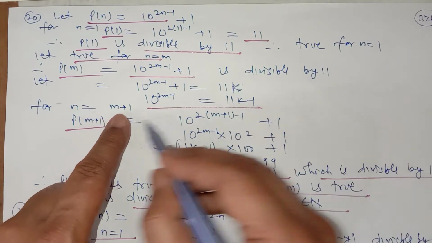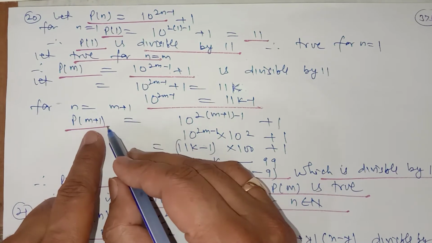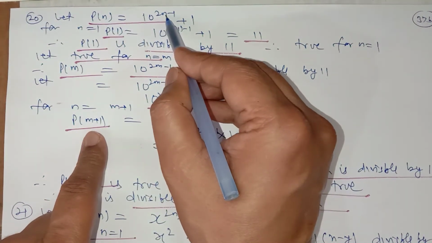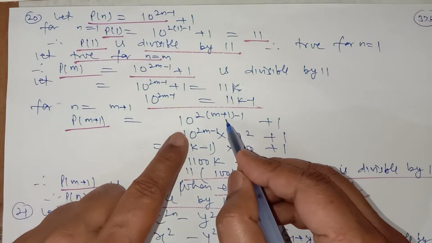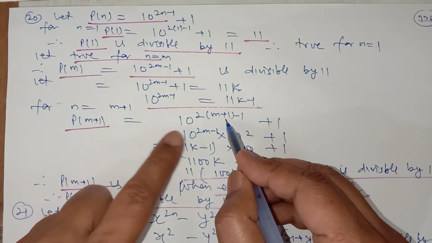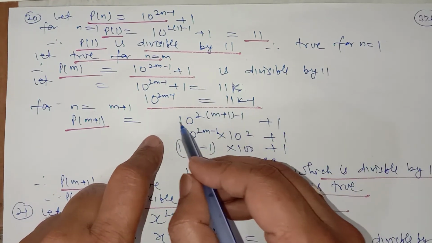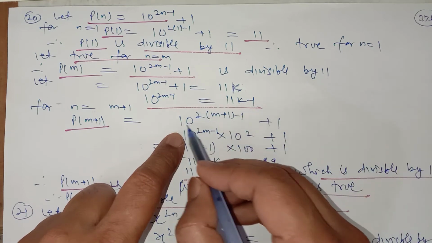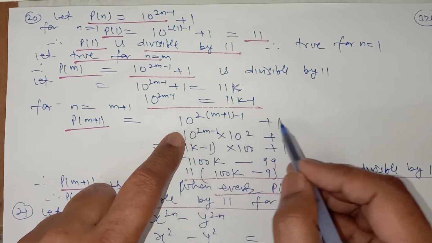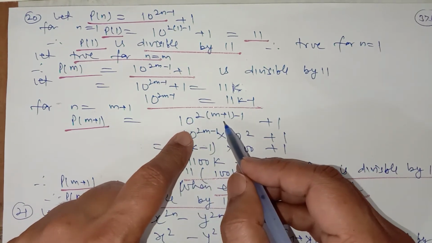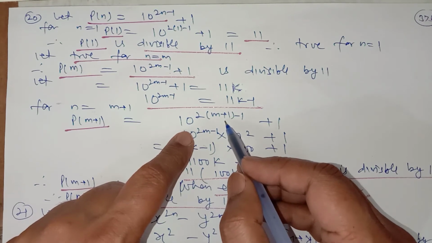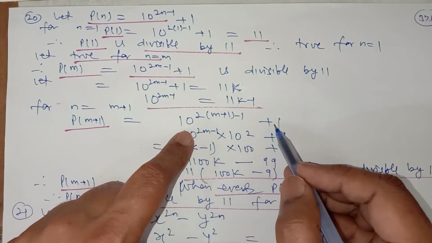Now I have to prove that it is true for n is equal to m plus 1. So simply replace m by m plus 1 in the right hand side. This will be Pm plus 1, and I'll prove that this statement is divisible by 11. I have to prove that it is true for n is equal to m plus 1, that is Pm plus 1 is divisible by 11.